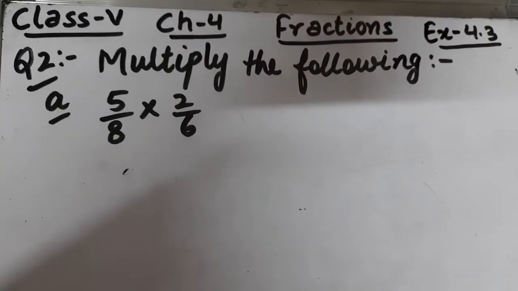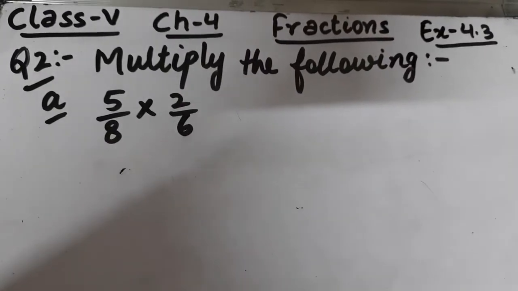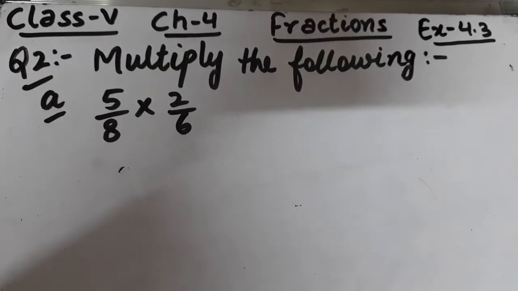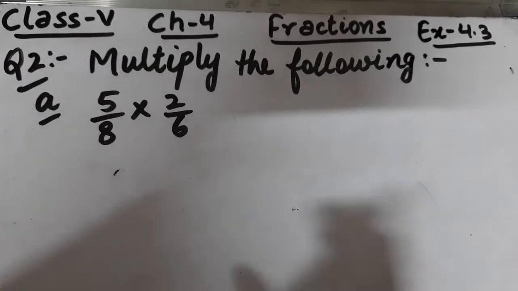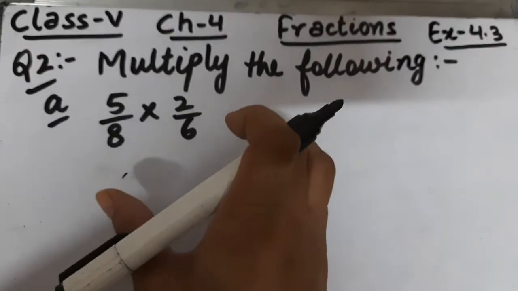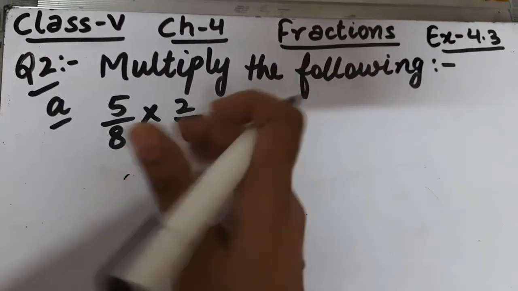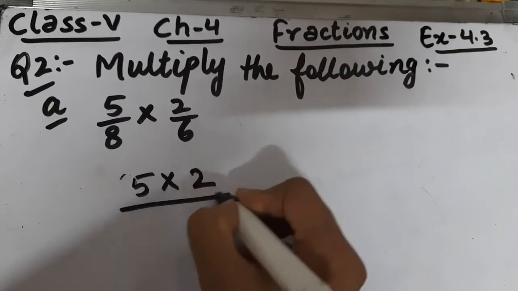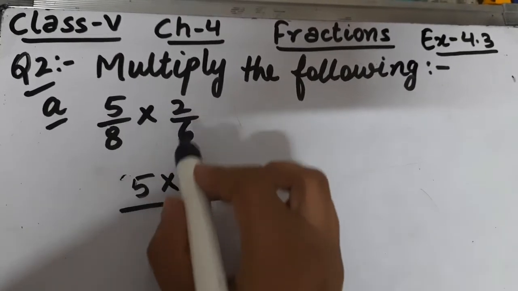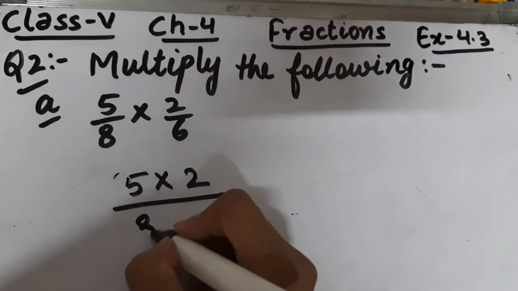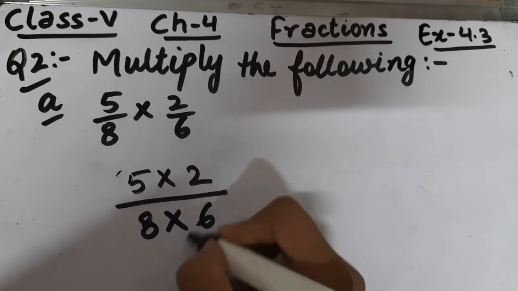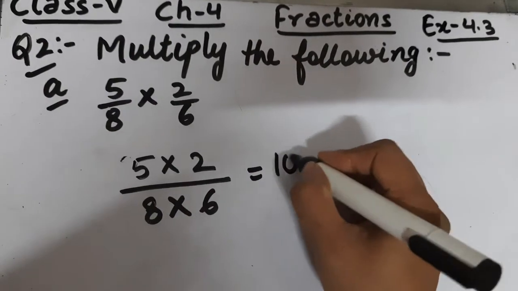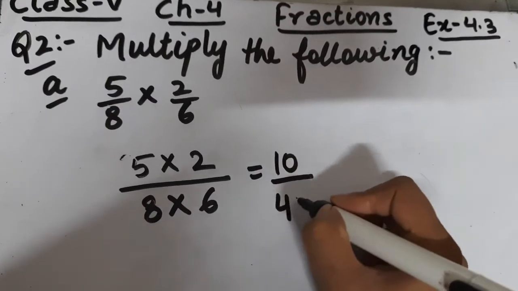Let's start question number second of exercise 4.3. Question is multiply the following. A part is 5 upon 8 multiplied by 2 upon 6. See what we do while multiplying the fractions, we multiply the numerators and the denominators. Numerators are 5 and 2, so we will multiply it and multiply the denominators also like this. Now 5 2s are 10 and 8 6s are 48.